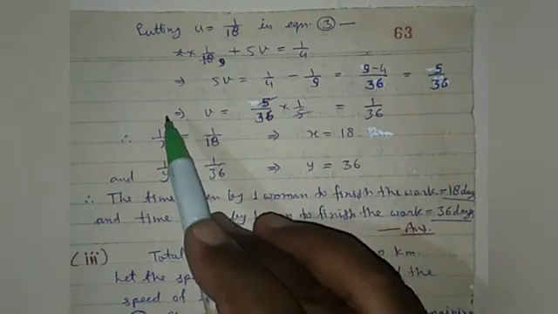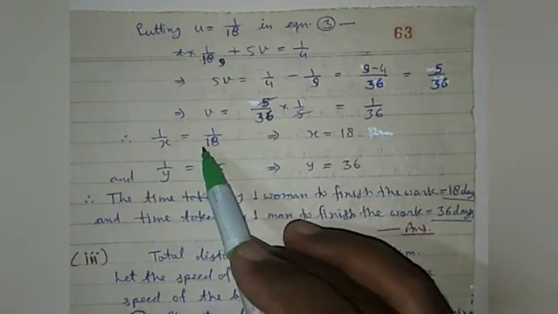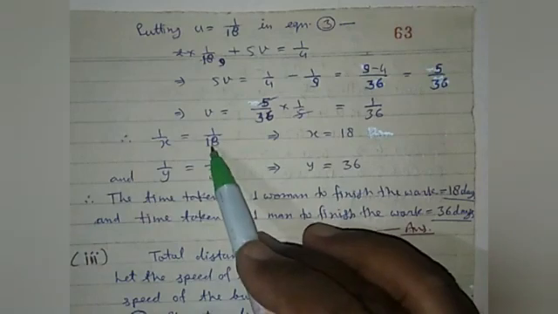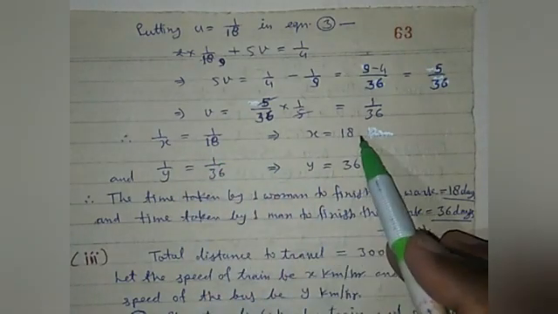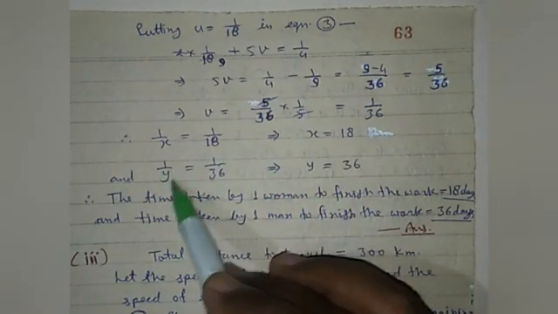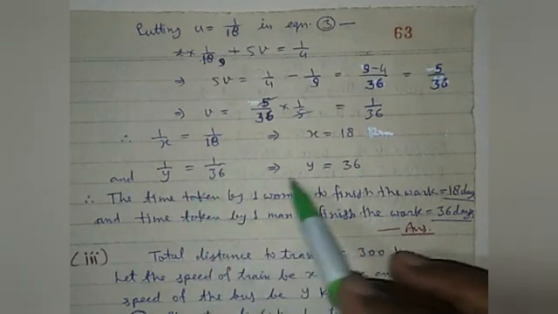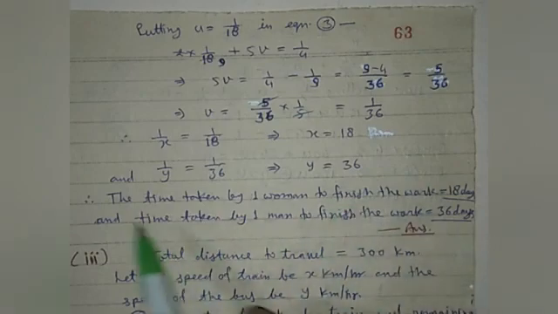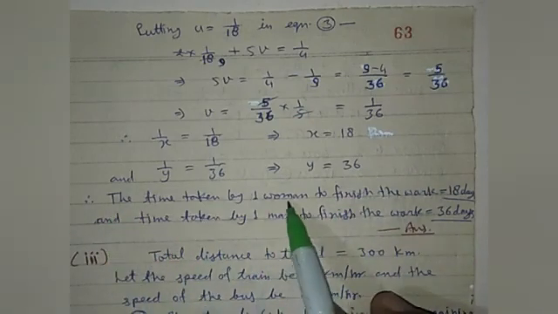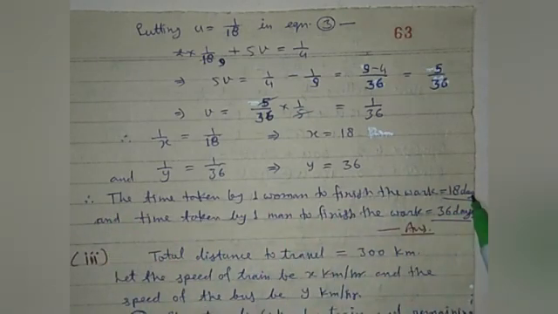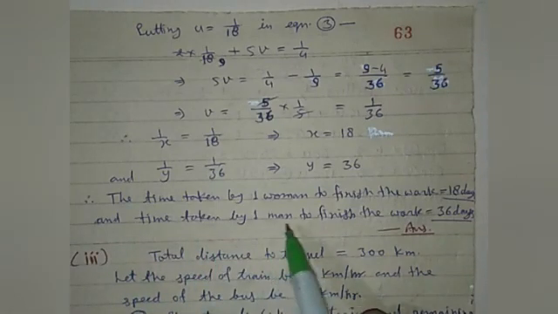Hence 1 upon x equal to u, that is 1 upon 18. So x equal to 18. Similarly, 1 upon y equal to v, that is 1 upon 36. So y equal to 36. Hence the time taken by one woman to finish the work is 18 days and the time taken by one man to finish the work is 36 days.